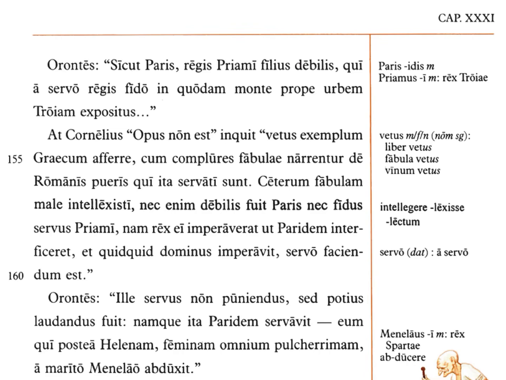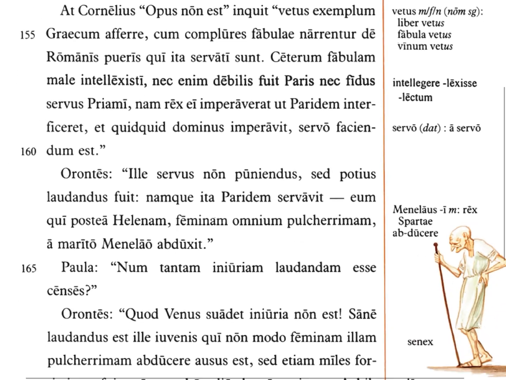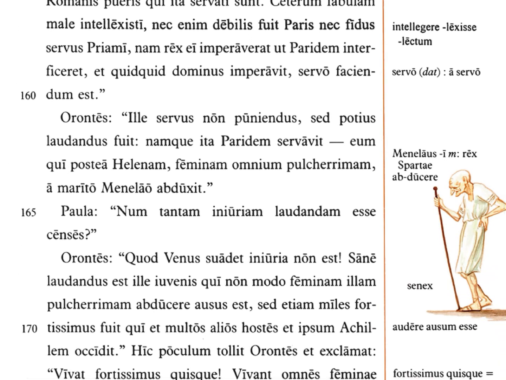Now note in the margin they tell you servo is dative, and they say it's the equivalent of a servo by the slave. With these passive periphrastics, you have to use the dative instead of ab plus ablative as you normally see. So Orontes, going on, says, Ille servus non puniendus, that slave is not to be punished, sed potius laudandus fuit, but he was rather to be praised.